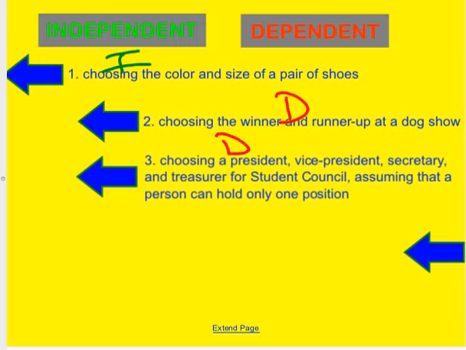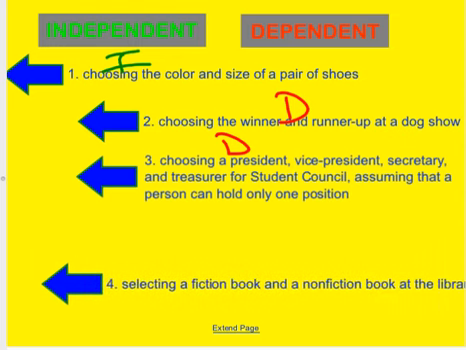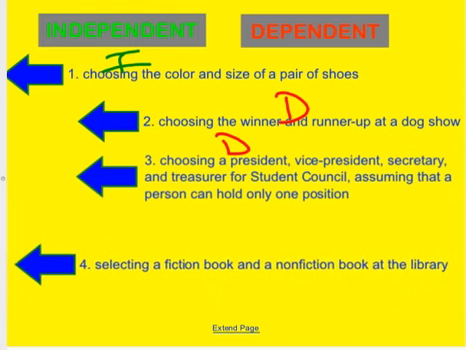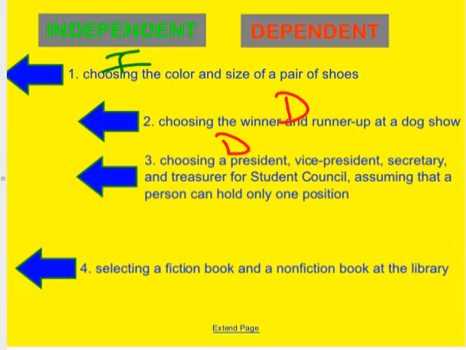Right? Maybe 50 people ran for president, and then out of those 50, only 20 want to be vice president. Or you just got to know you got to pick the president first before you can tell who's running for vice president. Then we have number 4, selecting a fiction book and a nonfiction book at the library.